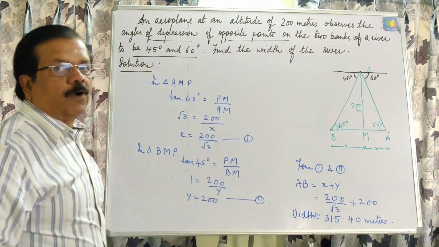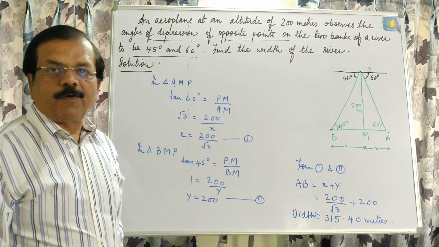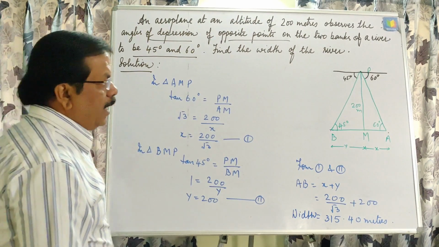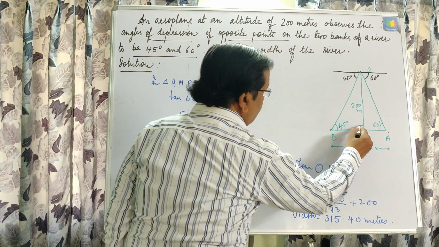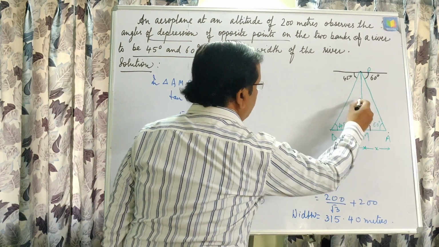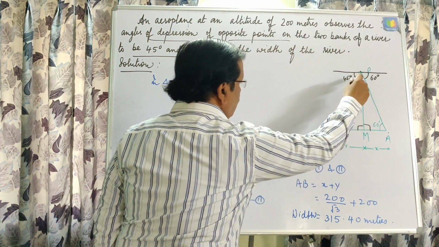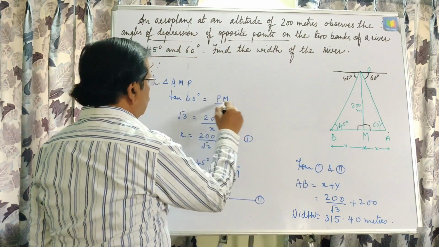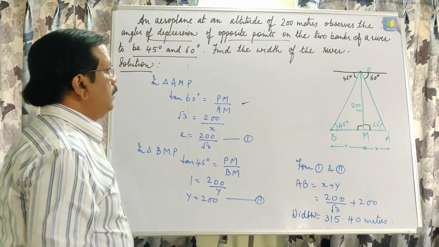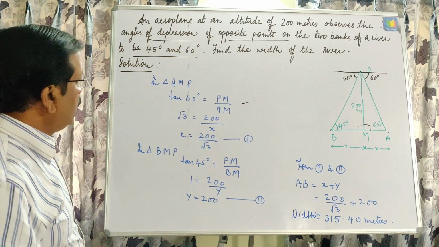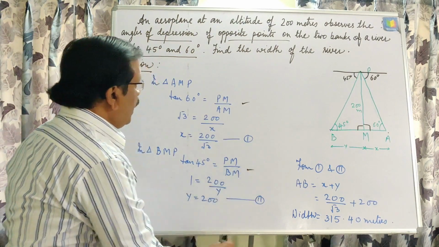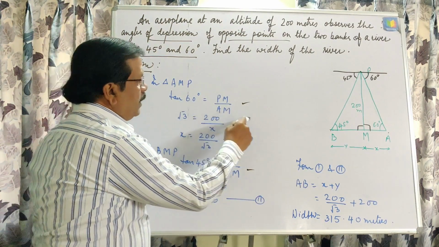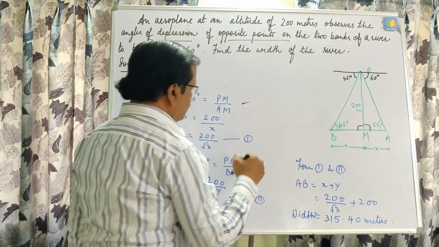Now again, following the same way, we will try to find right angle triangles, and here you can see this is one right angle triangle, this is another right angle triangle. So in this right angle triangle, PM upon MB is equal to tan 45 degree, this figure. And next one, PM upon AM is equal to tan 60 degree.